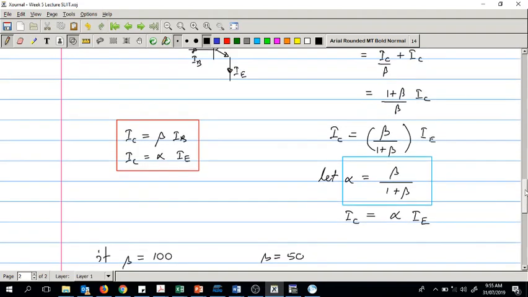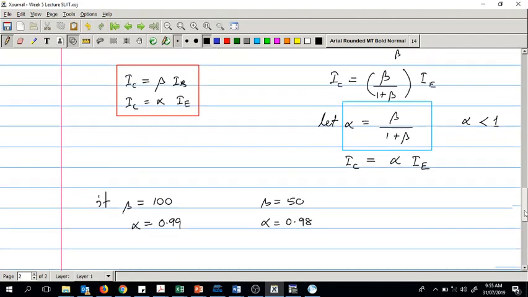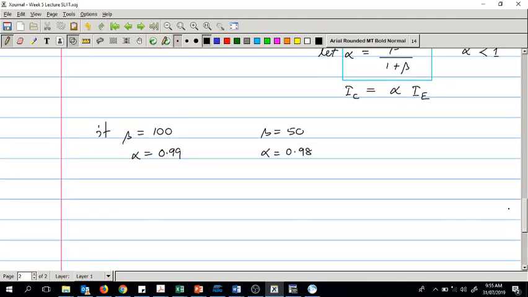Now from here we can see that alpha is equal to beta over 1 plus beta. So definitely 1 plus beta is larger than beta, and therefore alpha is less than 1. That is for sure. But because beta is a large value compared to 1, we can see that alpha is close to 1 as well. Alpha is very close to 1, always less than 1, but very close to it.